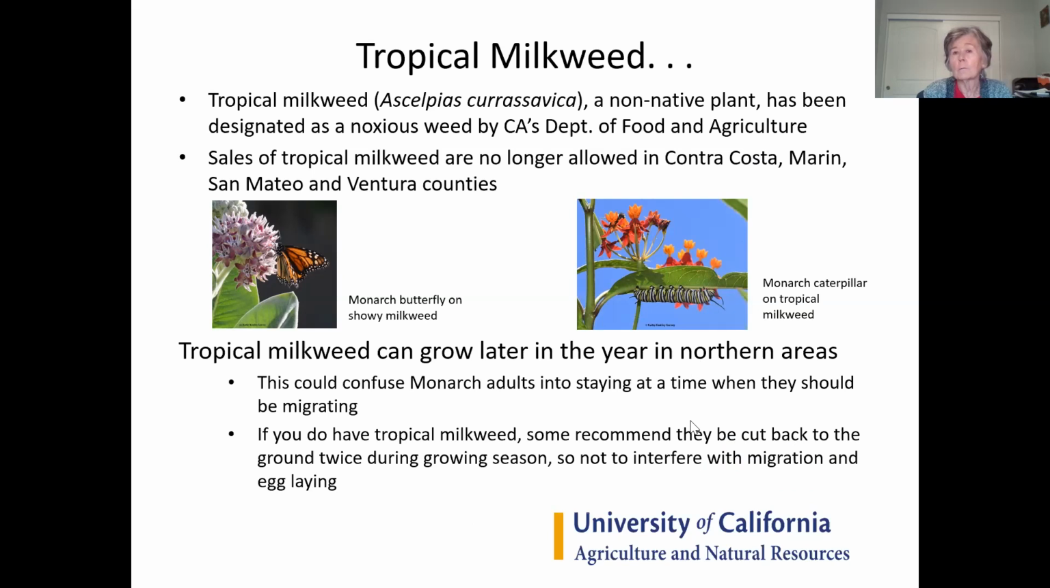It is a very attractive plant that is a good source of nectar for many other insects. Bees love it. And monarchs will lay their eggs on it because it is a milkweed. But the issue that has been established by research is because it blooms year round, unlike native milkweed, it could confuse monarch adults into staying year round at a time when they should be migrating.